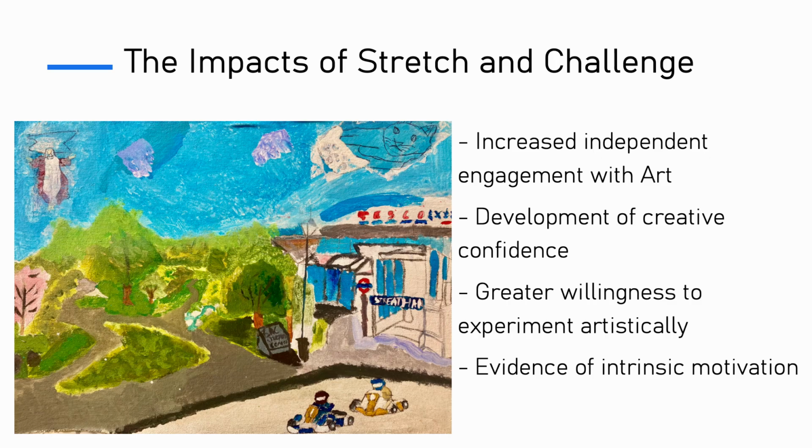Part 4. Conclusion. Impacts of Stretch and Challenge. Increased independent engagement within art. Student A began to become more and more confident throughout the term and became independent with his iconography and techniques, such as including some of his possessions and people within the painting, using carbon paper and creating his own colour palettes. Student A also came into the classroom to work on his classwork and practice painting steadily every week.